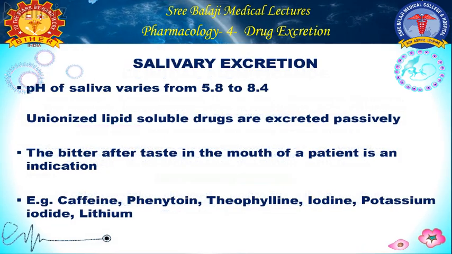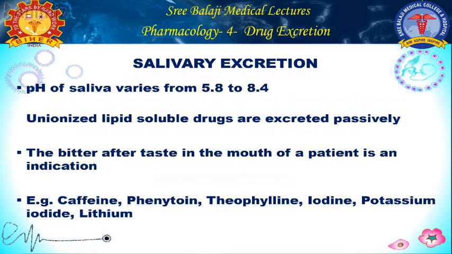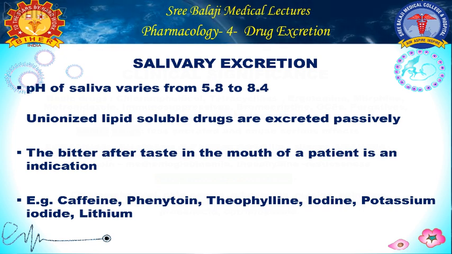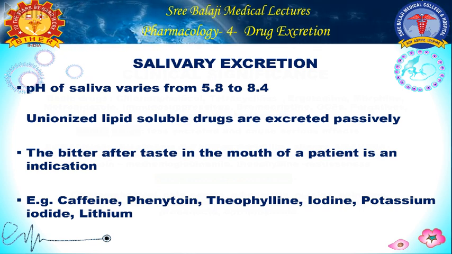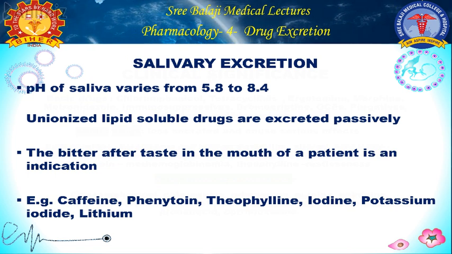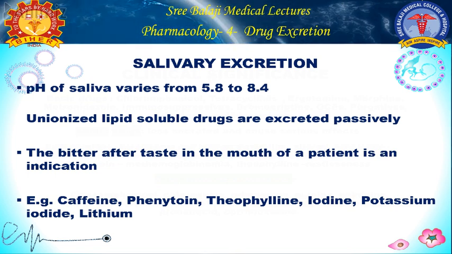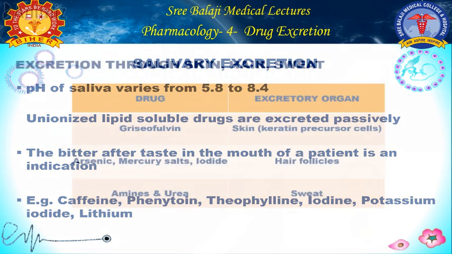So coming to salivary excretion, the pH of saliva varies between 5.8 to 8.4. So now unionized lipid-soluble drugs are excreted passively here. So examples are caffeine, phenytoin, theophylline, iodine, potassium iodides, and lithium.